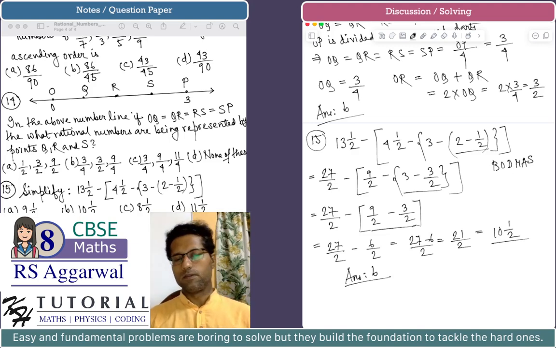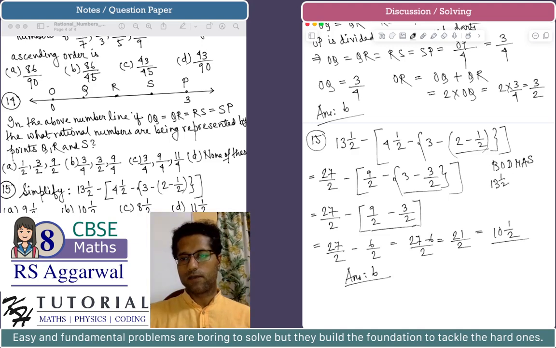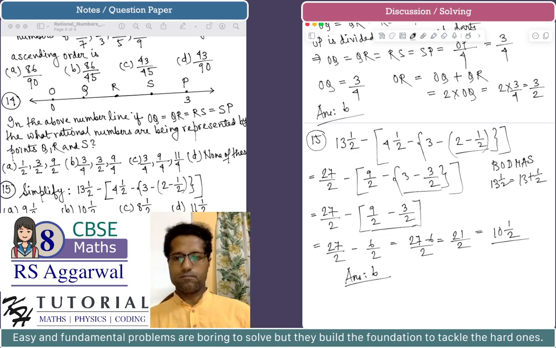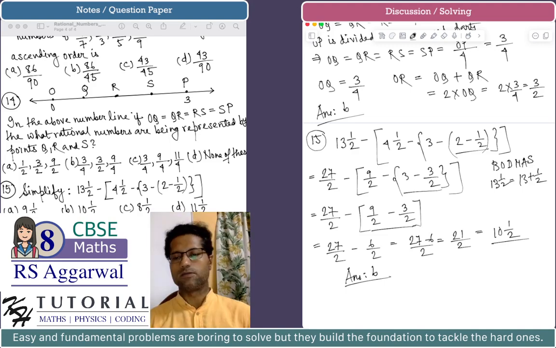Now I was thinking to solve this problem in another way. Instead of converting the mixed fractions to improper fractions, what if I would write 13 and half as 13 plus half, so I will separate out the whole parts and the fraction parts of all the mixed fractions and do the simplification. But I don't think it will help much. This was a pretty simple problem. It was not too complicated. So for this problem, I don't think it will help if you separate out the fraction part and the whole part of the mixed fractions.